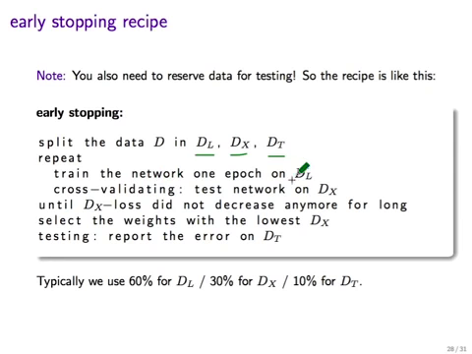So you train your network on your learning set, you test your network on your cross-validation set, and you repeat that until your cross-validation loss doesn't decrease anymore for as long as you think it shouldn't. And then you select the weights with this lowest cross-validation error, but you report your error on your testing set.